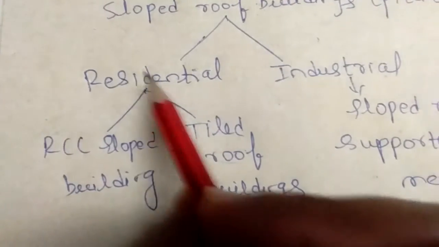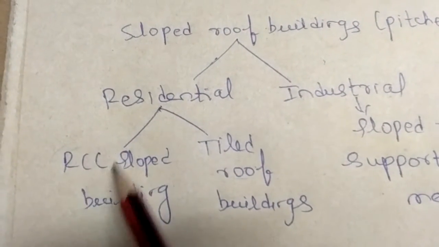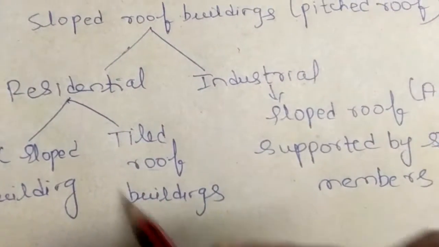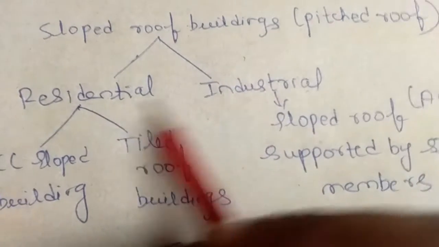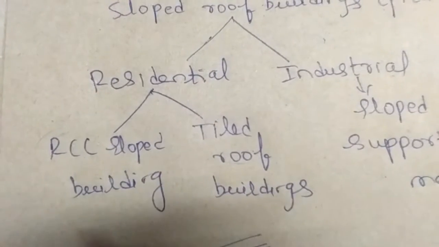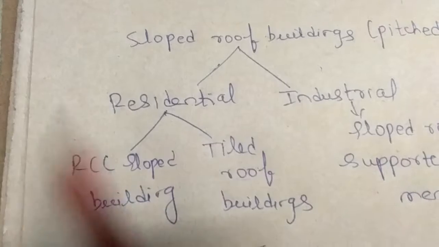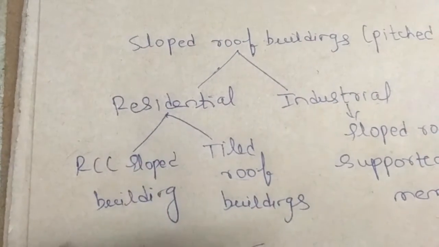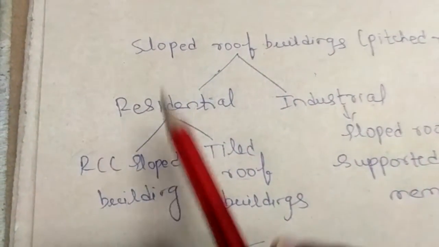In a residential building, if you want to make a slope for the slab, it can be done with RCC, that is the RCC sloped building, or you can go for the tiled roof building. The tiled roof building is usually common in villages and in Konkan areas. RCC sloped buildings are helpful wherever there is heavy snowfall or more rainfall, so that the rainfall and snowfall don't affect the building much.